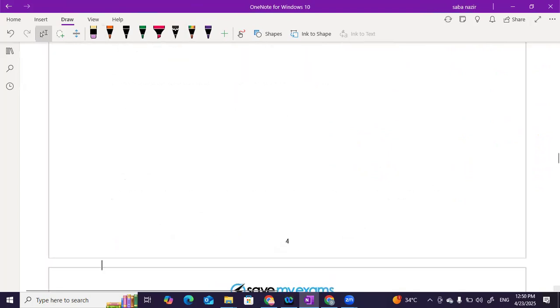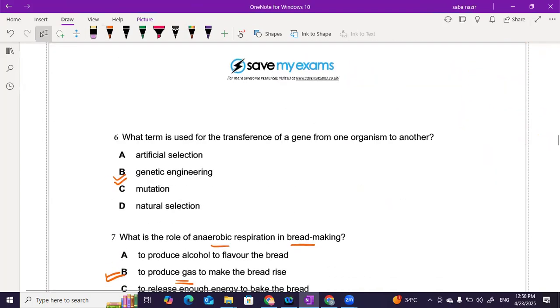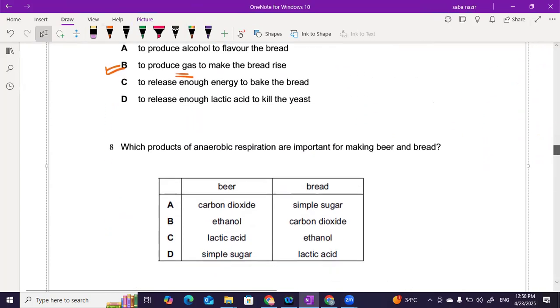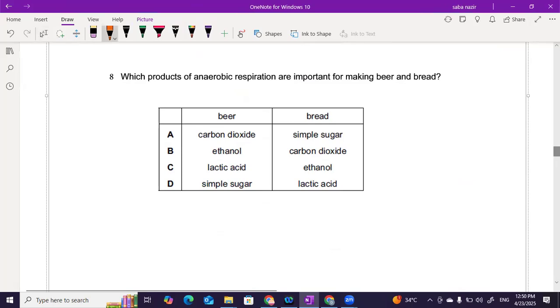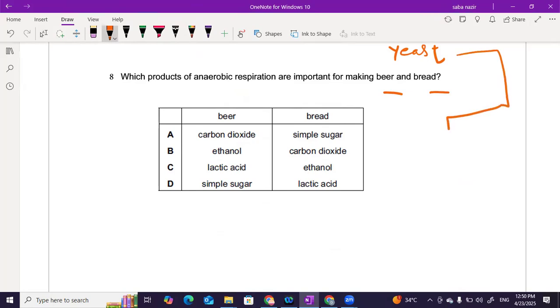Question number 8 is a bit interesting, and it is considering the production of two things, beer and bread. We use yeast to make both the products, and we know that when yeast respires anaerobically, it makes two substances. One is ethanol, and the other is carbon dioxide. Ethanol is an ingredient of wine or alcohol.